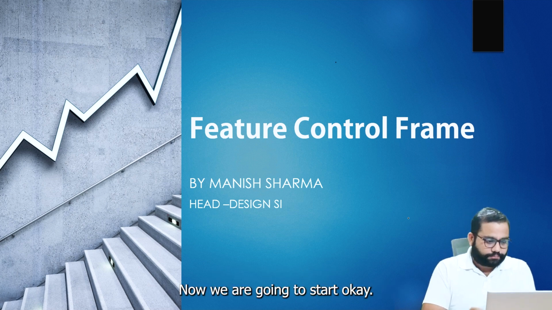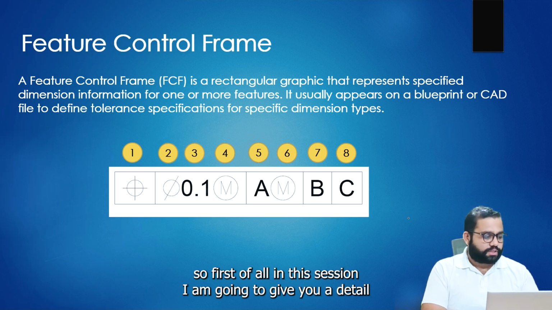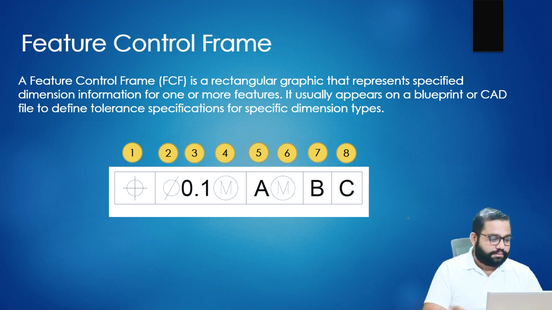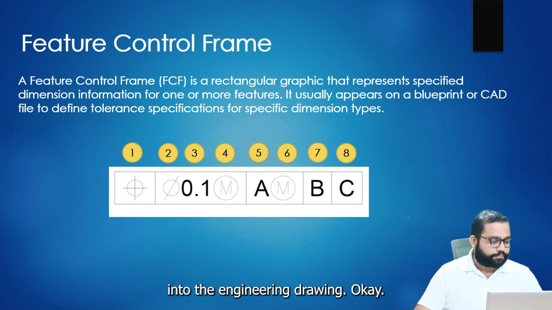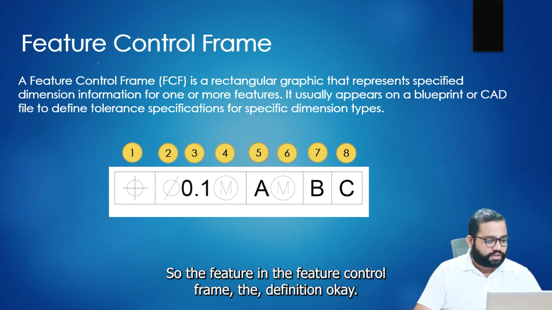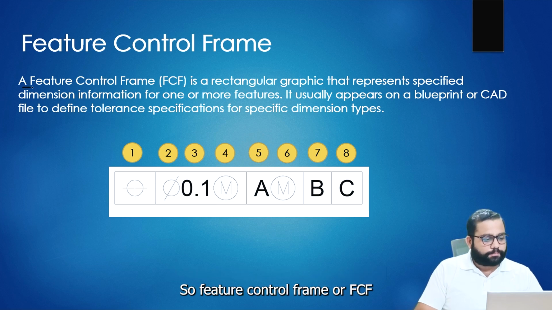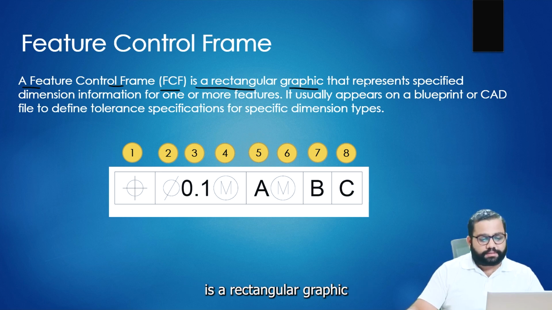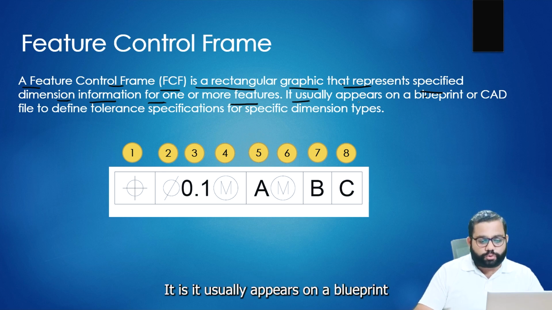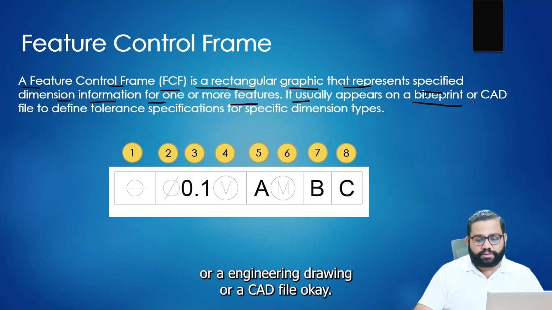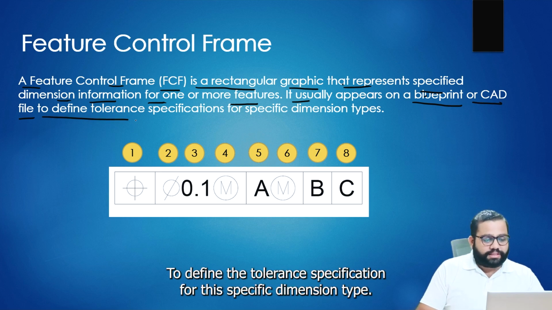Now we are going to start. First of all, in this session, I am going to give you the details of how to place geometric dimensioning and tolerancing symbols into the engineering drawing. So, the definition of the feature control frame. A feature control frame, or FCF, is a rectangular graphic that represents specified dimension information for one or more features. It usually appears on a blueprint, an engineering drawing, or a CAD file, to define the tolerance specification for a specific dimension type.